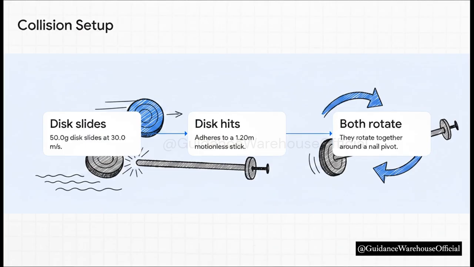Let's make this a bit easier with a classic example. Imagine a simplified two-dimensional setup. We've got a 50.0-gram disc sliding across a frictionless table at a rapid 30.0 meters per second. It slams into the end of a motionless stick that's 1.20 meters long. But here's the catch. This stick is nailed to the table at the opposite end. The disc hits, it adheres to the stick, and together, the whole system starts spinning around that nail pivot.